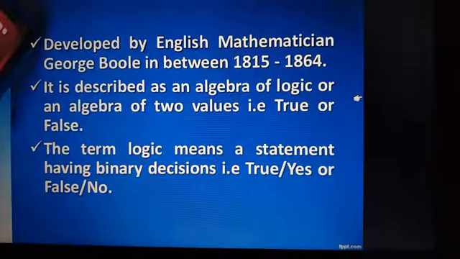First of all, we try to understand what the term means. Algebra of logic means the statement has either the value true or false. If true, or you can say yes, it is represented by 1, and if false, or you say no, it is represented by 0. This example will make clear what Boolean algebra logic means.